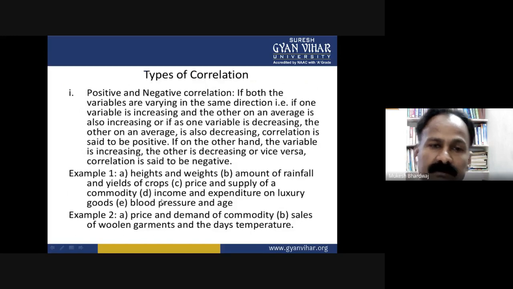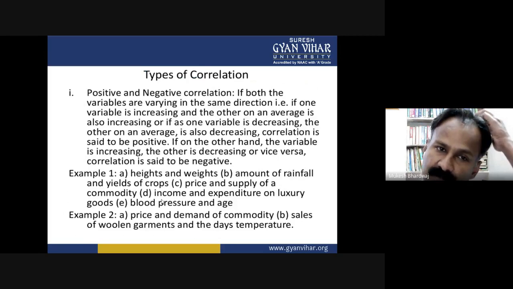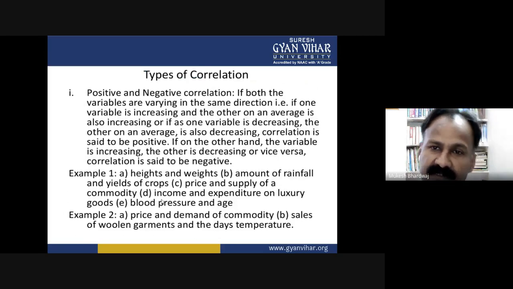Types of correlation: positive and negative correlation. If both the variables are varying in the same direction, that is, if one variable is increasing and the other on an average is also increasing, or if as one variable is decreasing, the other on an average is also decreasing, correlation is said to be positive.